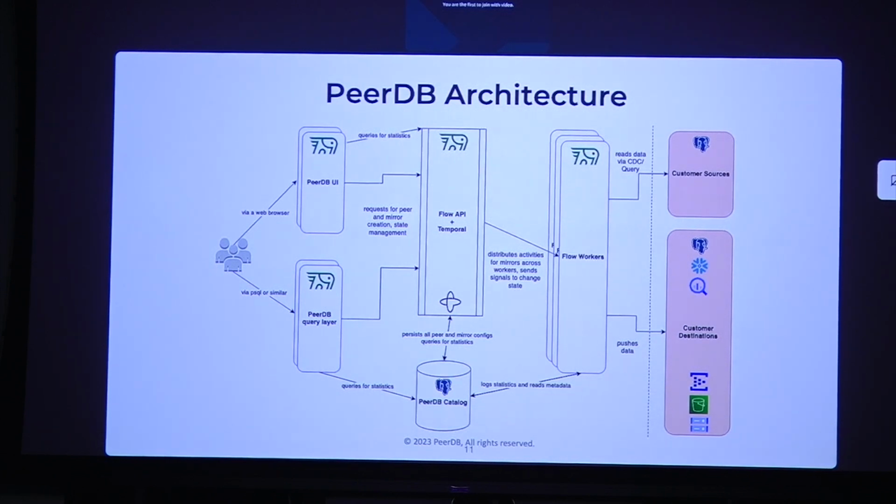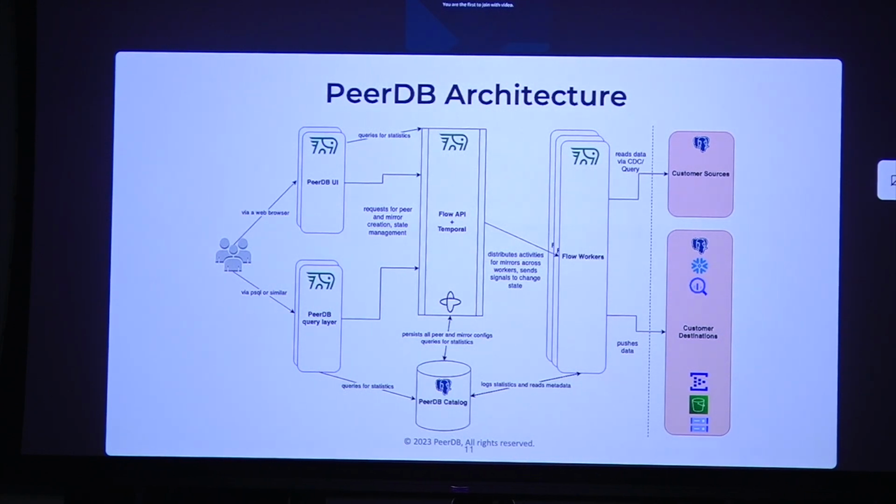After that, all the requests for creating a peer or a mirror are sent to the Flow API server. This API server responds to requests and mirror creation requests and manages the state of a mirror. The actual work of the mirror, the actual reading and writing of data, is done by a set of flow workers. It could be one flow worker or 100 flow workers. It's all horizontally scalable.